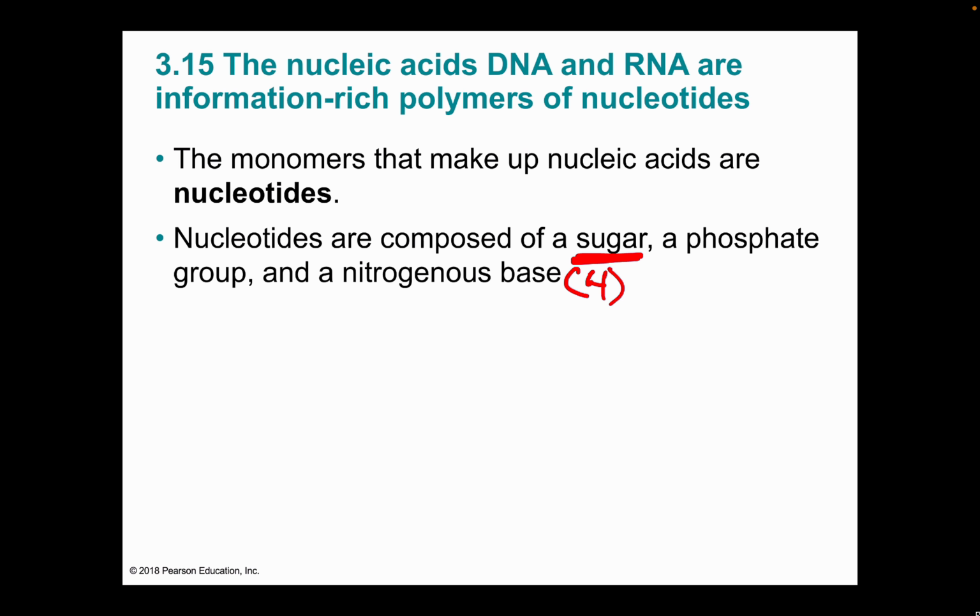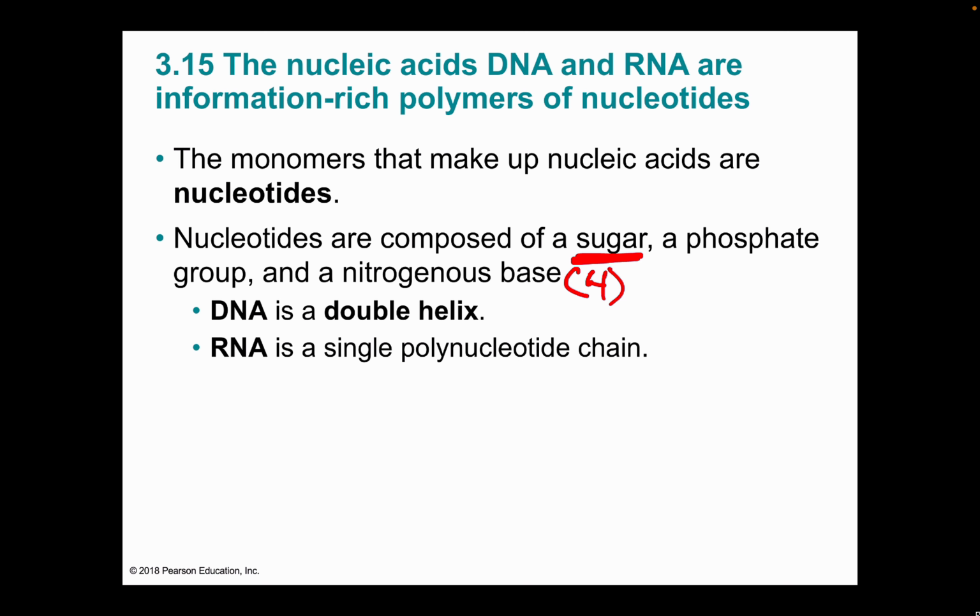All nucleotides have a sugar. Depending on whether it's DNA or RNA, that sugar will either be deoxyribose or ribose. They will all have a phosphate group, and they will all have a nitrogen base. Just like amino acids, though, something needs to differentiate them. And so what does differentiate them is the nitrogenous bases. For DNA, there are 4: A, T, C, and G. For RNA, there are also 4, but it's A, U, C, and G.